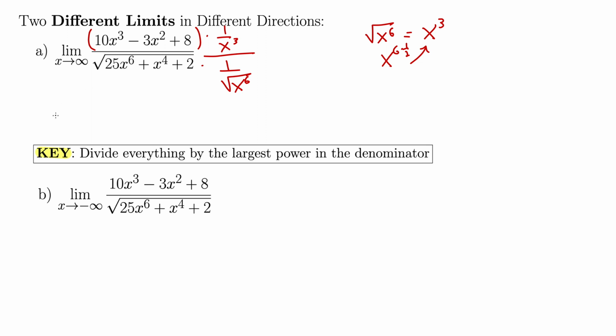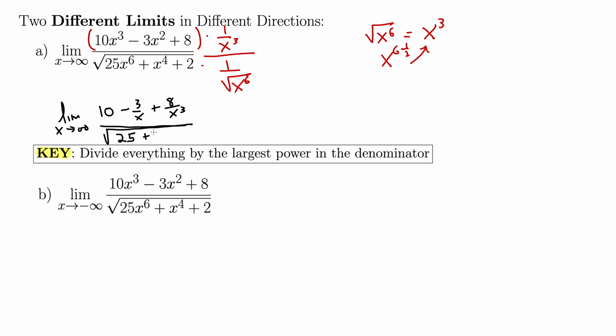Okay, so now we can rewrite this limit as x goes to infinity. I'm going to distribute this 1 over x cubed all the way through to everything, so we have simply 10, because the x cubes cancel out, minus 3 over x plus 8 over x cubed up top. Down below, I'm going to combine this big radical, the square root of 25x to the 6th and all that, with the radical x to the 6th on the bottom. So that's going to give us the square root of, well, let's see, 25x to the 6th divided by x to the 6th will give us just 25 here.